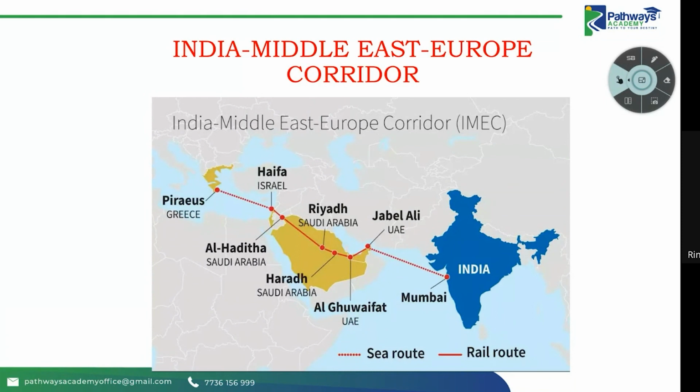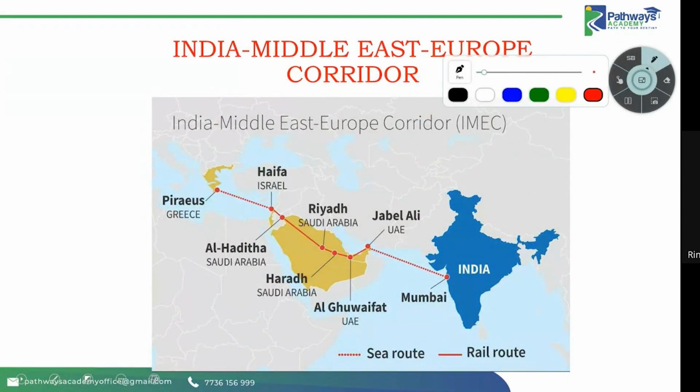Now we are moving to corridors that are present in the news. In that corridor, please note the cities and ports. You will get questions regarding cities and ports. So the first corridor is the one that was signed in the recent G20 summit that happened in Delhi: the India, Middle East, Europe corridor.